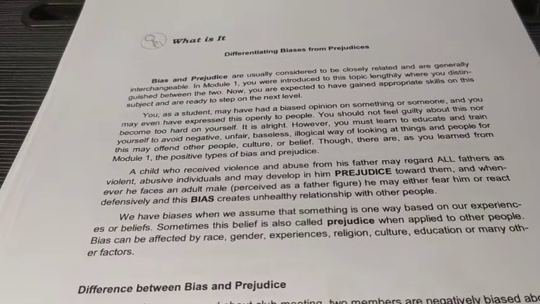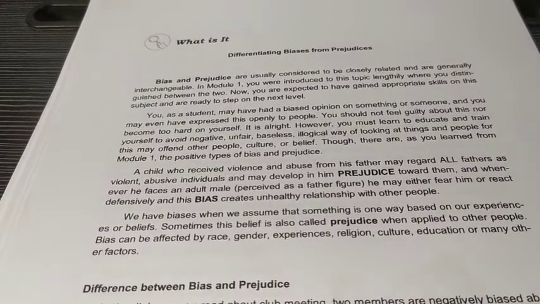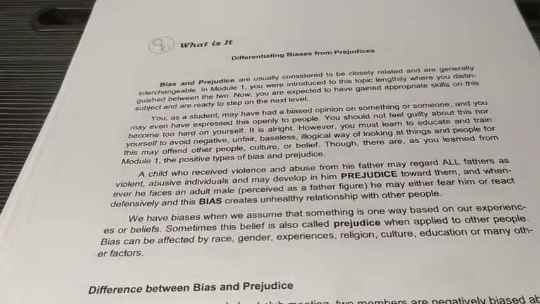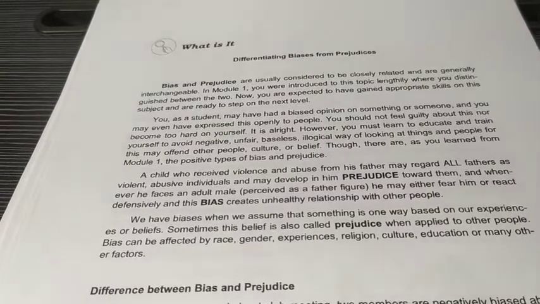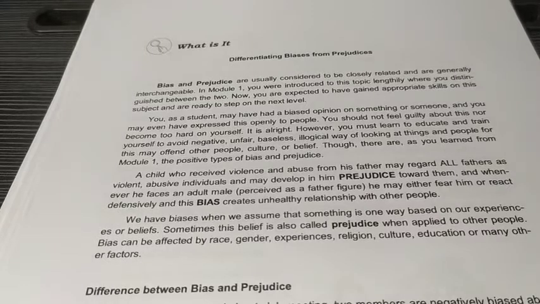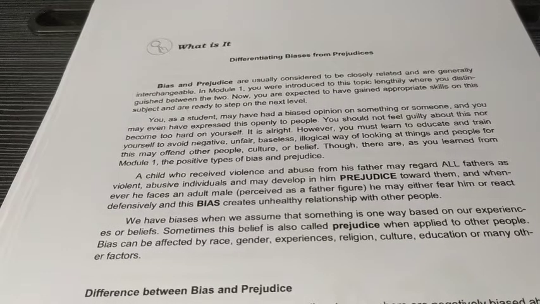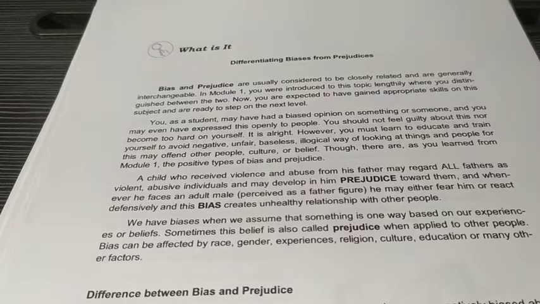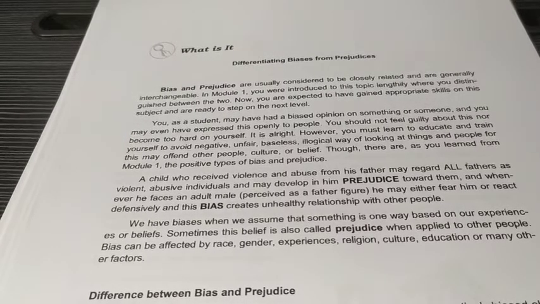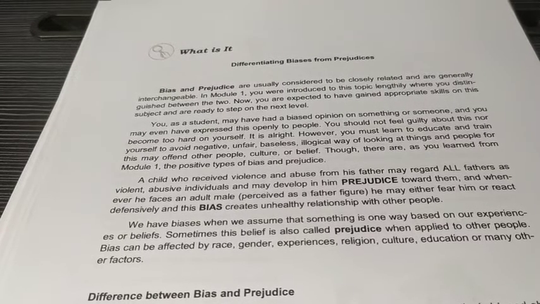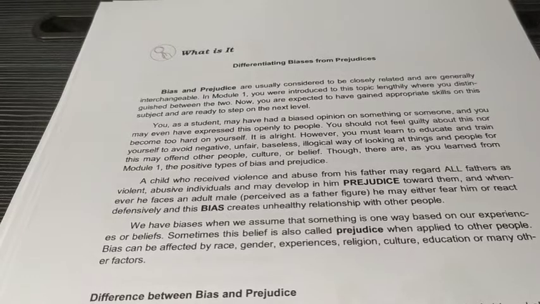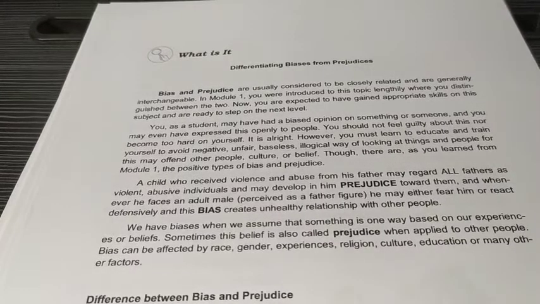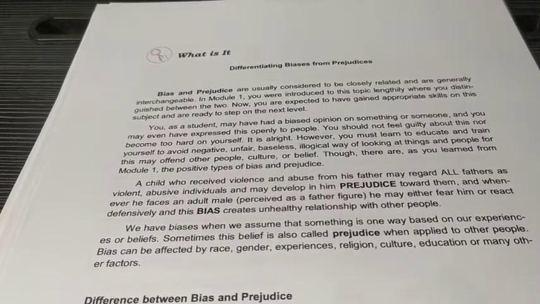Example here, he faces an adult male perceived as a father figure. He may either fear him or react defensively, and this bias creates unhealthy relationships with other people. So we have biases when we assume that something is one way based on our experience or beliefs. Sometimes this belief is also called prejudice when applied to other people. Bias can be affected by race, gender, experiences, religion, culture, education, or many other factors. So it is also affected by race.